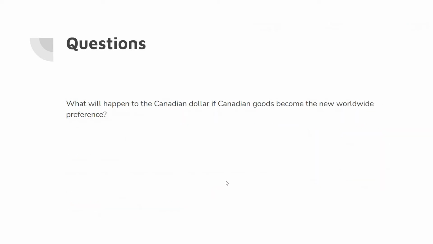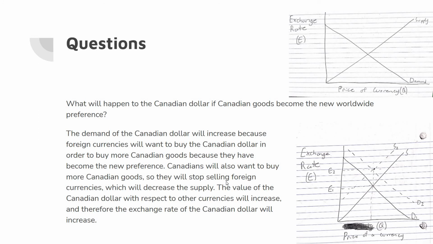Now, what will happen to the Canadian dollar if Canadian goods become the new worldwide preference? So, we have two graphs here. The demand for the Canadian dollar will increase because foreign currencies will want to buy the Canadian dollar in order to buy more Canadian goods because they have become the new preference. Canadians will also want to buy more Canadian goods, so they will stop selling foreign currencies, which is going to decrease the supply. And the value of the Canadian dollar with respect to other currencies will increase. Therefore, the exchange rate of the Canadian dollar will increase.